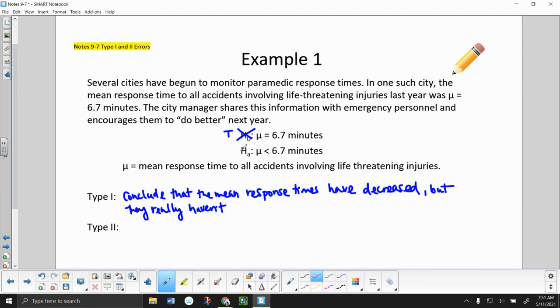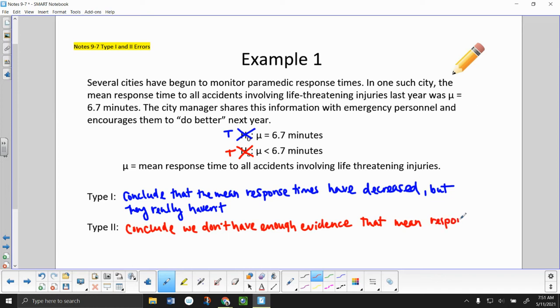A type 2 error is going to be the opposite. It's when we fail to reject the null, but the alternative is true. When we fail to reject, we conclude that we don't have enough evidence for the alternative. So we conclude we don't have enough evidence that mean response times have decreased, but they really have.